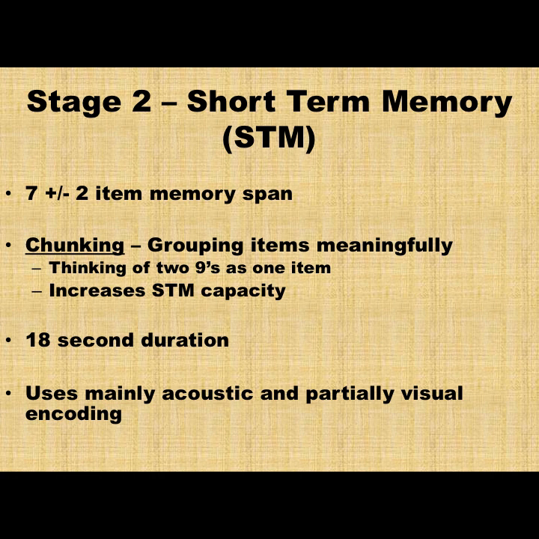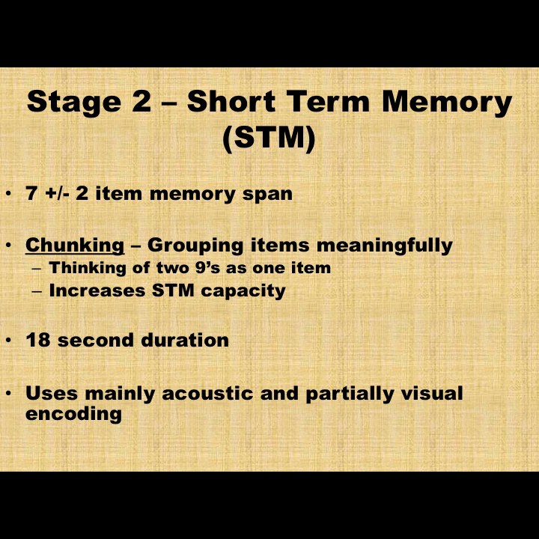But if we use chunking, which is grouping items meaningfully, then we can increase the span, because each group counts as its own item. So, for example, in this set, if we thought of the 2 9s as one item, then we grouped them together, and those 2 9s became one item, so we could remember an additional item. Another way of thinking about those numbers is to group them into 100s or 10s, which increases your memory a lot. There are actually masters of this skill, but sadly, I'm not a master of this skill. And this, like I've said, increases your short-term memory capacity.